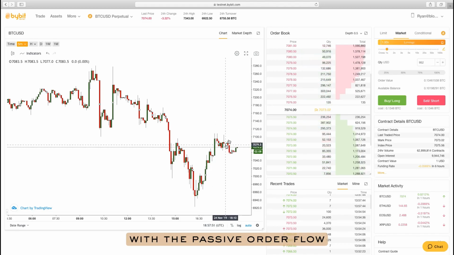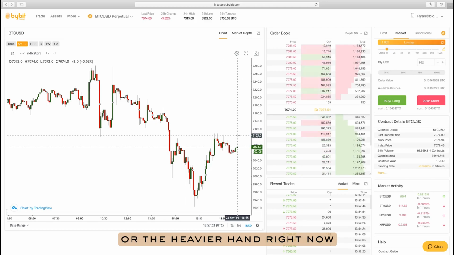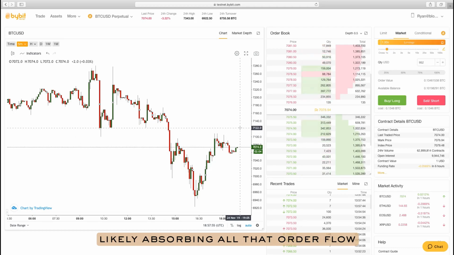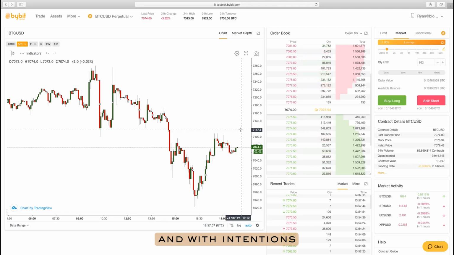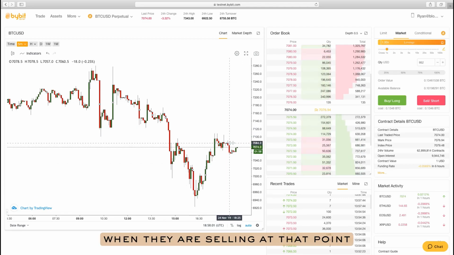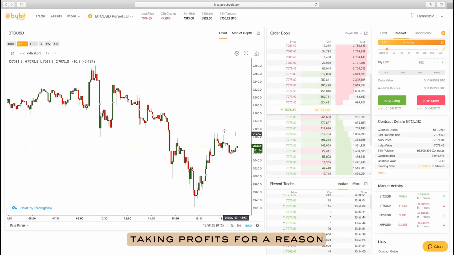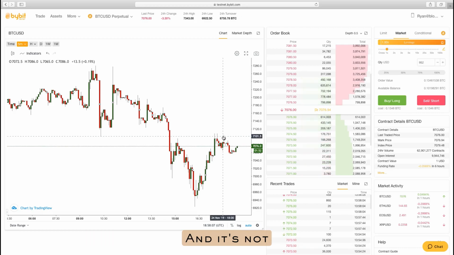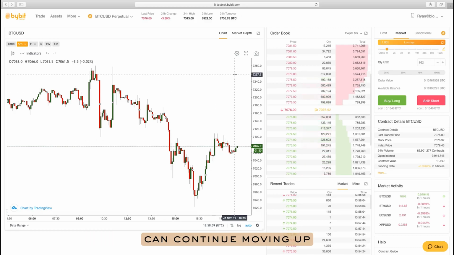No, you want to be lined up with the passive order flow, the heavier hand that is likely absorbing all that order flow, with intentions of moving the market down. Or they are at least positioned such that when they are selling, they're either taking profits for a reason or opening shorts for a reason. And it's not so that the market can continue moving up.